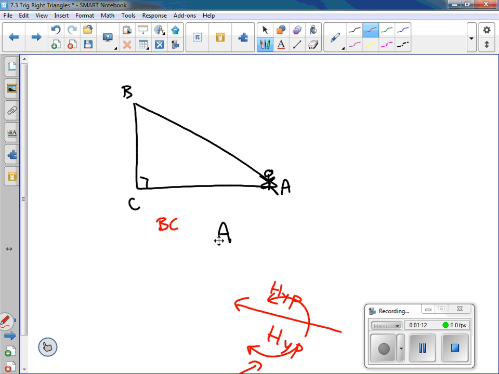Now, all this changes if we go and stand at a different location. If I'm up at B, the opposite side is now AC, which is different than when we were standing at A. And the adjacent side is this one. Of course, this is still the hypotenuse. Now, if I was standing at C, I have two adjacent sides, these two sides, and the opposite side is the hypotenuse. All right, let's move on.